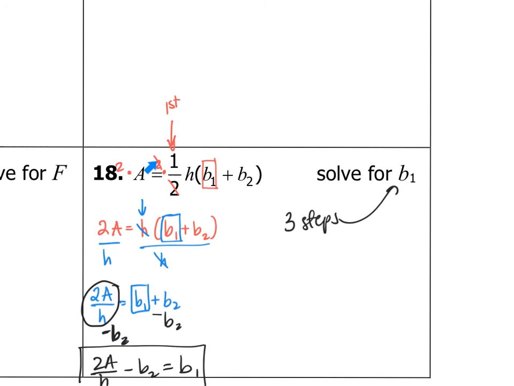The steps were multiplying by 2, divide by h, and then subtract b sub 2.